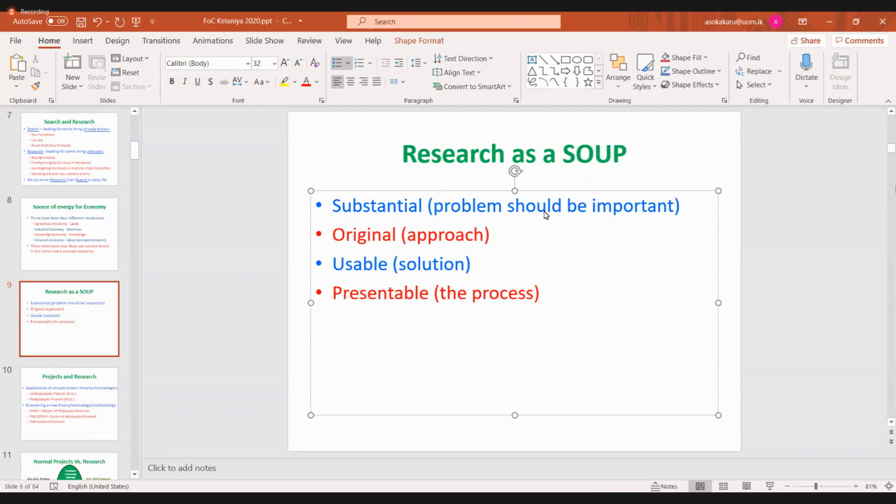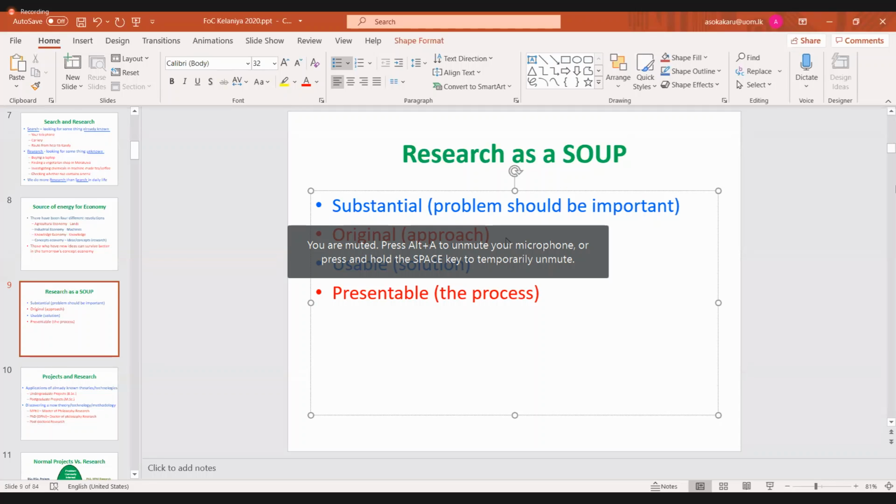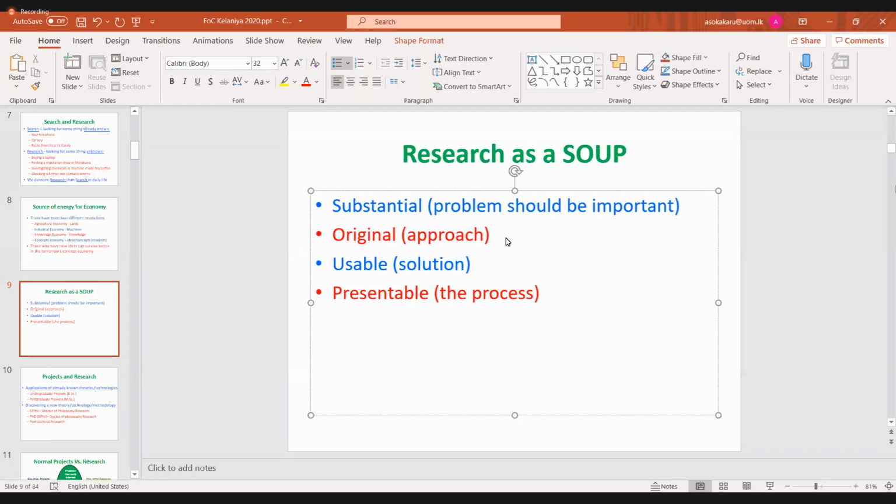The other one is that the approach, or the way you solve the problem, should be original. That's why people say that in research there should be a novelty. You must solve the problem in a novel way which has not been done by somebody else before you. So the problem is a substantial one, and your method of solving it is something no one has used like that.